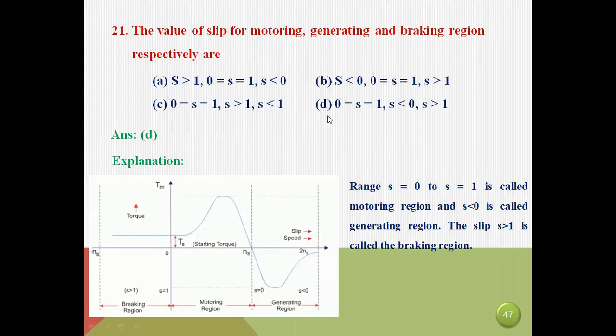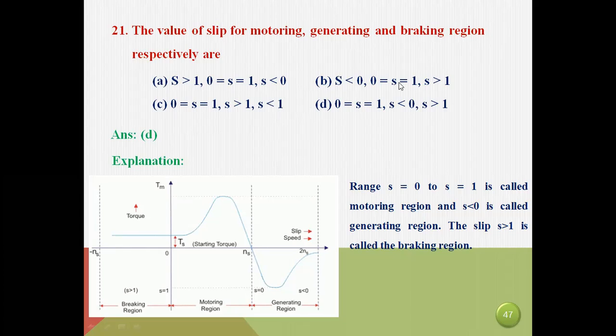Now there is a question about the value of slip for the motoring, generating and braking regions. We have seen that the range S equal to 0 to S equal to 1 is what we call motoring, and if the S value is less than 0, we call that generating. We will not require this concept much, but a question on numericals can come. You are supposed to only see the motoring region, but you should understand when you will get the generating region.